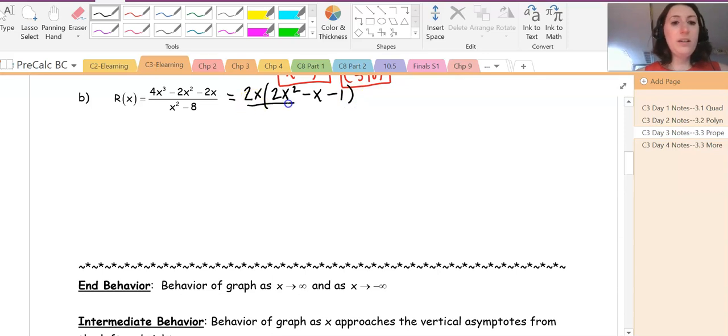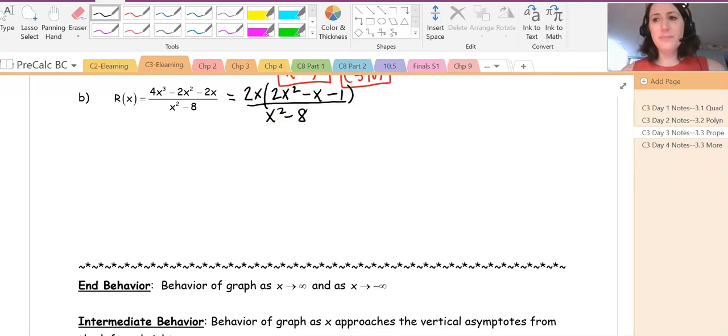Yes, good for me. And then x squared minus 8. That's 8, isn't a perfect square, so I'm just going to leave it like this. There is a dumb way to factor it, but we don't need to do that. We can just leave it like this. All right, so now this 2x squared minus x minus 1, that may still factor.